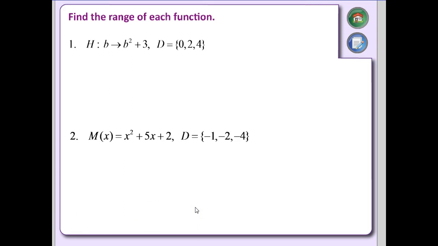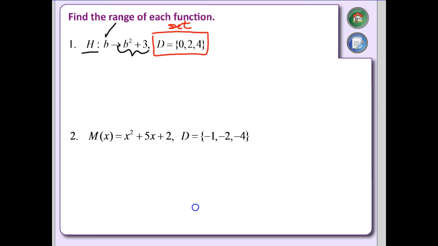If we look here, they're going to give it to us, and they're going to want us to write the answer. So basically, if you look here, I've got my function. The function that they've given me is function h. The variable that's involved in function h is b, and this is the equation that goes with function h. And then they gave me the domain. Now notice they gave me the domain as a set. So however many members or however many numbers are in the set is how many times I have to do the math.